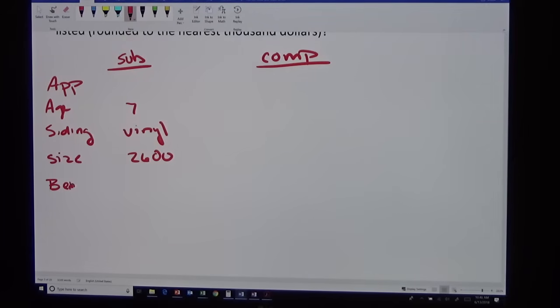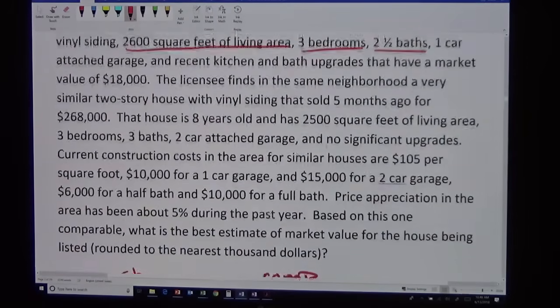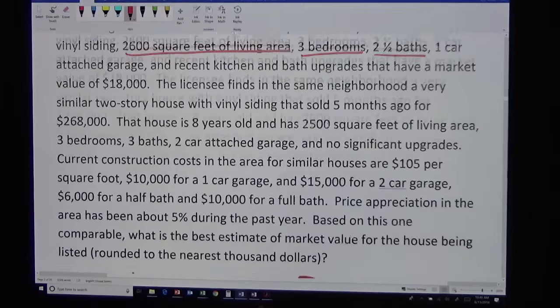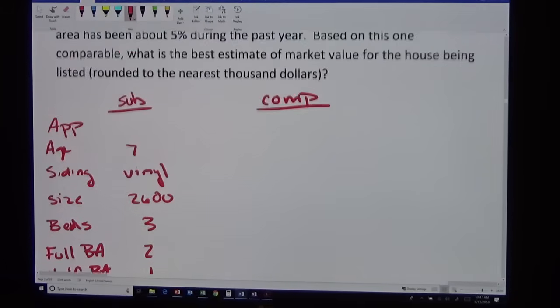bedrooms is 3, 3 bedrooms, 2.5 baths, and then we have full baths and half baths. Remember, we have to split those up. Those have to be split. So we go back and it says it is 2.5 baths, so that's 2 full and 1 half.